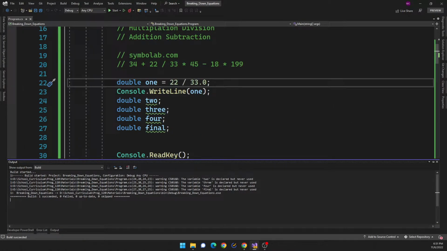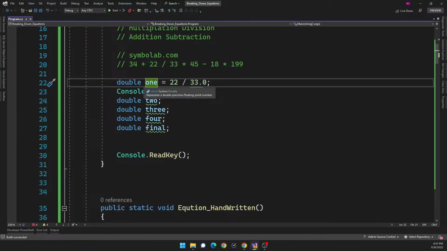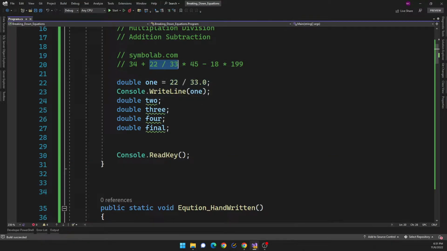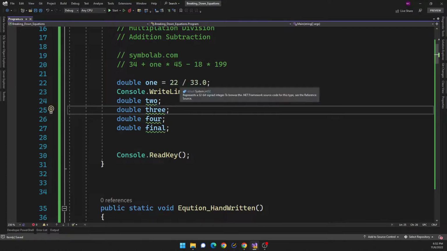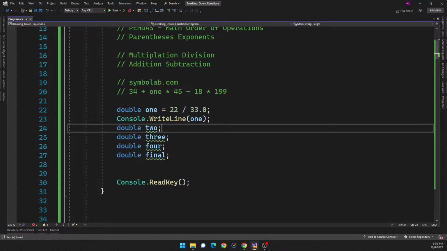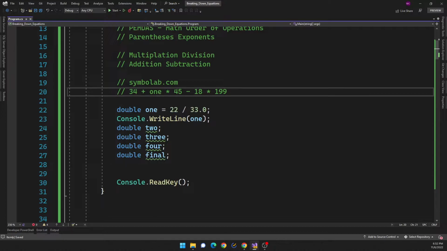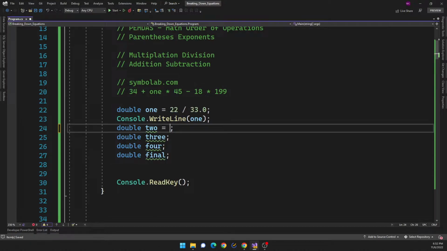So now that I have this in order and I know I'm storing the result of 22 divided by 33 inside of my variable 1, I'm actually going to replace 22 divided by 33 in our example here with the word 1 to remind myself that's where our result is. And this is going to help us out immensely as we keep going. We go back to our order of operations. We find our next multiplication is now between that variable 1 and 45. So now I'm going to come down to 2, and I'm going to call that 1 times 45.